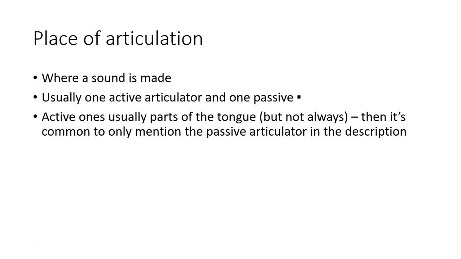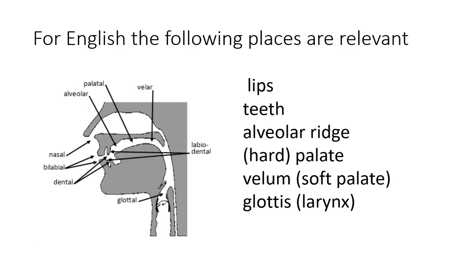So let's just go on and think about some more places of articulation. Okay, that's where the sound is made. And they usually involve one active articulator and one passive. So remember that active articulators are parts of the tongue. And if they are, it's common to just mention the passive articulator in the description. What do I mean by that?